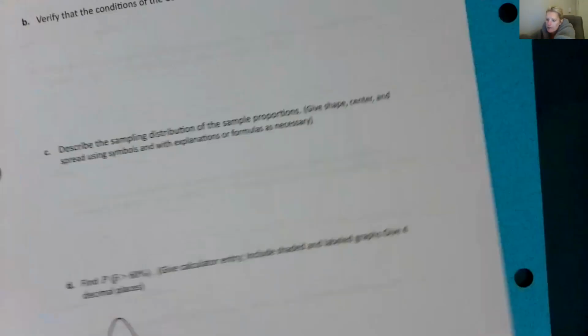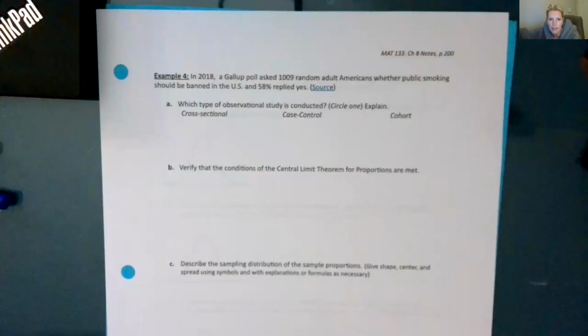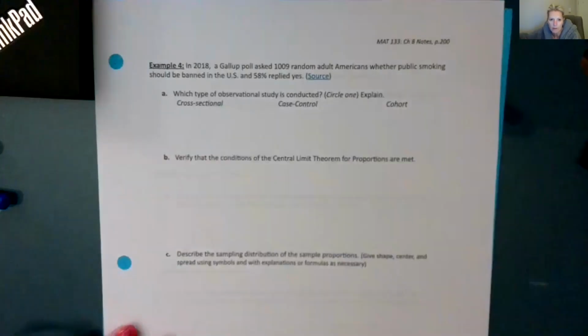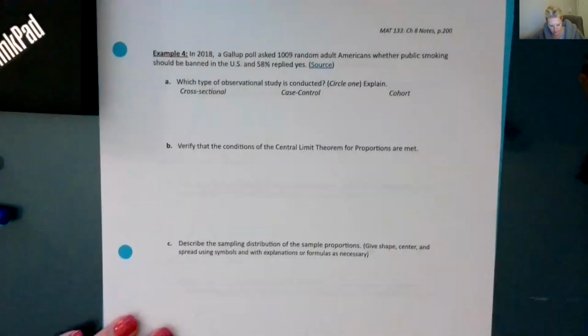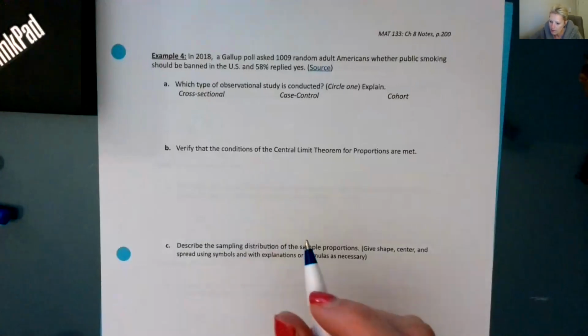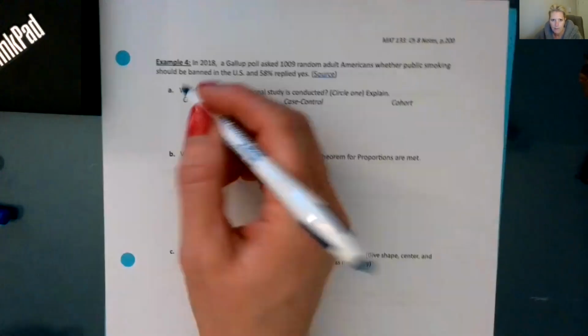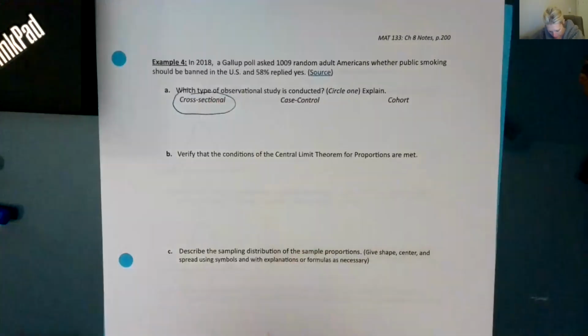Page 200 says, in 2018, a Gallup poll asked 1,009 random adult Americans whether public speaking should be banned in the US, and 58% replied yes. What type of observational study is this? So we got a quick snapshot. This would be a cross-sectional study. Verify the conditions for the central limit theorem are met.